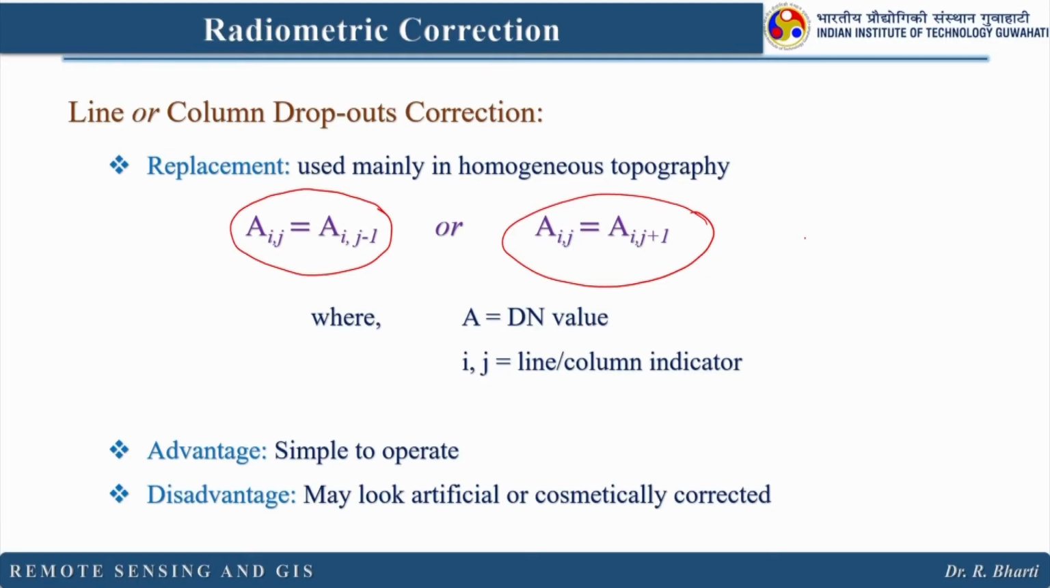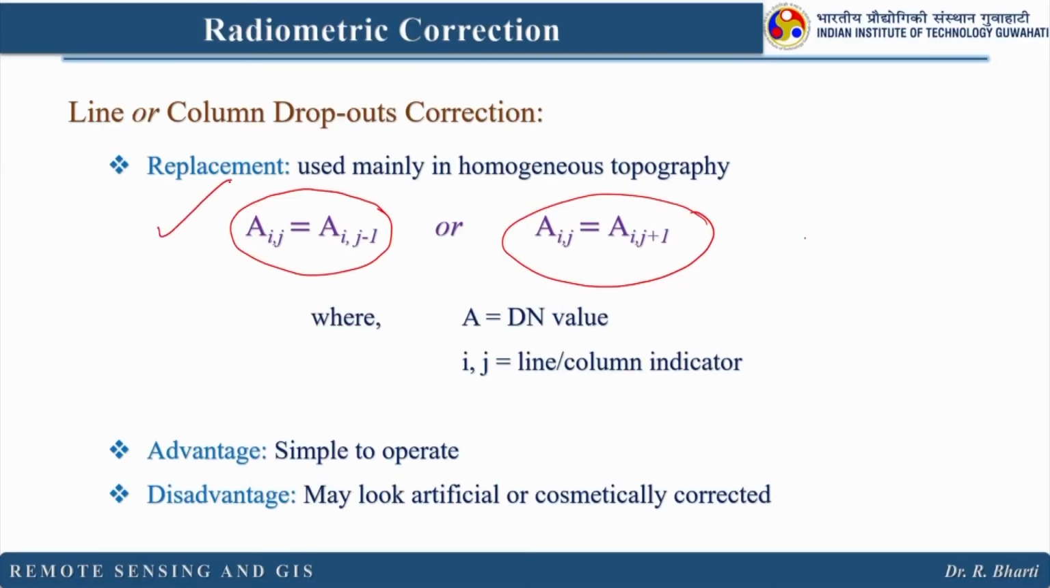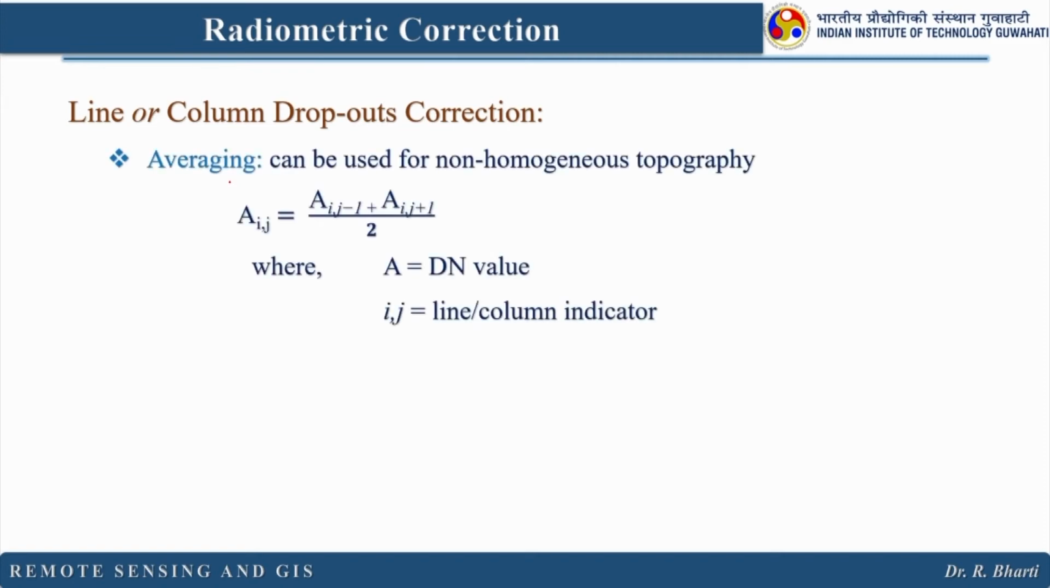So, there may be a slight change in the variation, so it will not look very soothing, but it is better to have that value instead of having a black line there, because that will create problems in your analysis. So it is better to use either replacement, or in case of averaging, what we are doing is taking the previous pixel and the after pixel.